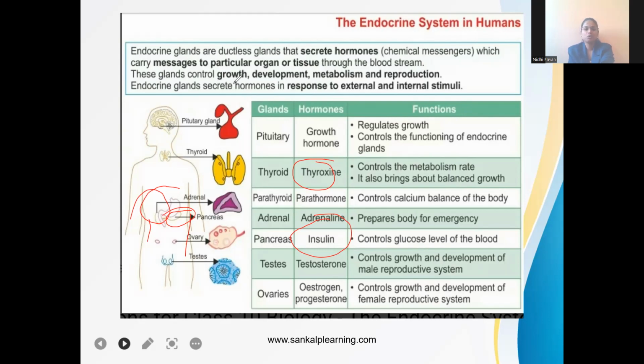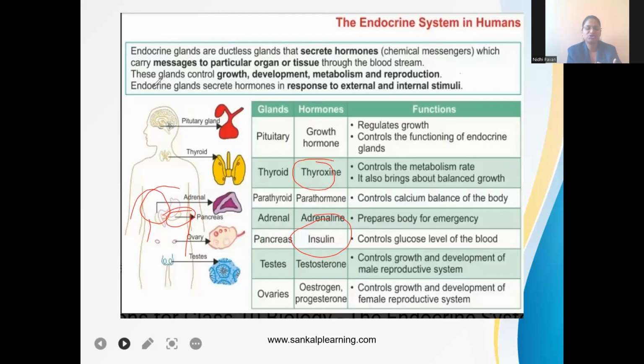So these are the most important endocrine glands, their hormones and their functions. Please take a screenshot of this tabular column, so it will be very easy for you to memorize the functions and hormones as well as the glands. So this is regarding the endocrine system of human beings. Here we completed control and coordination in human beings.